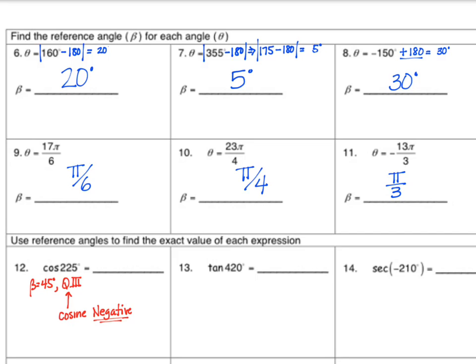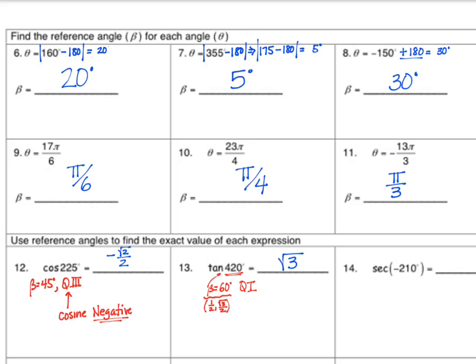For the last little bit here, 12 through 14, you find the reference angle and figure out the quadrant. And since I know that, then I can say, oh, at 45 degrees, I know what the coordinates are. It's root 2 over 2, root 2 over 2. But it's in quadrant 3, so the cosine would be negative, so the answer is negative.